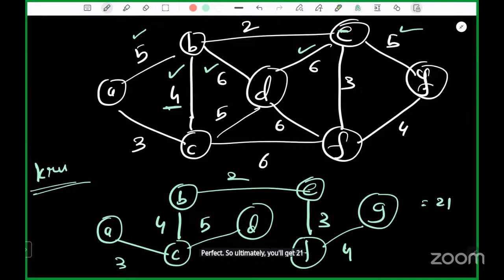And in this example, we are getting the same tree, but it is not necessary to get the same tree using both of these algorithms. Okay, fine.